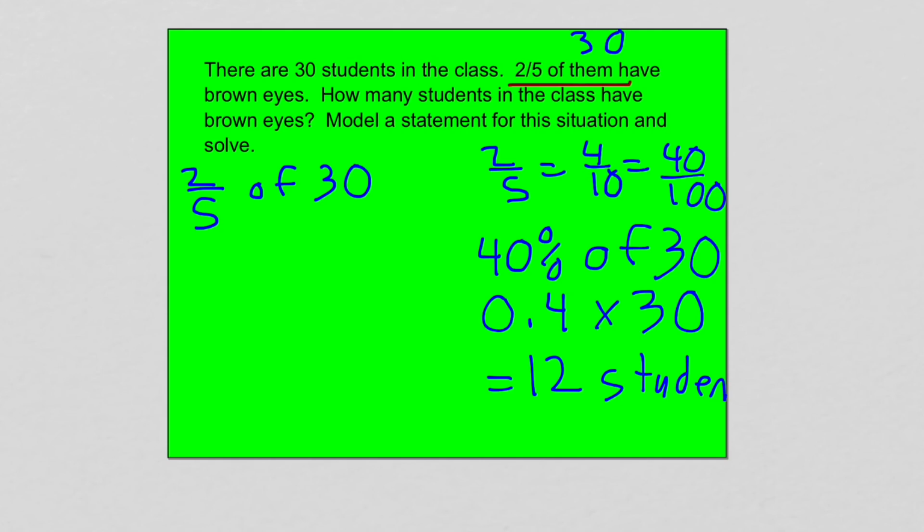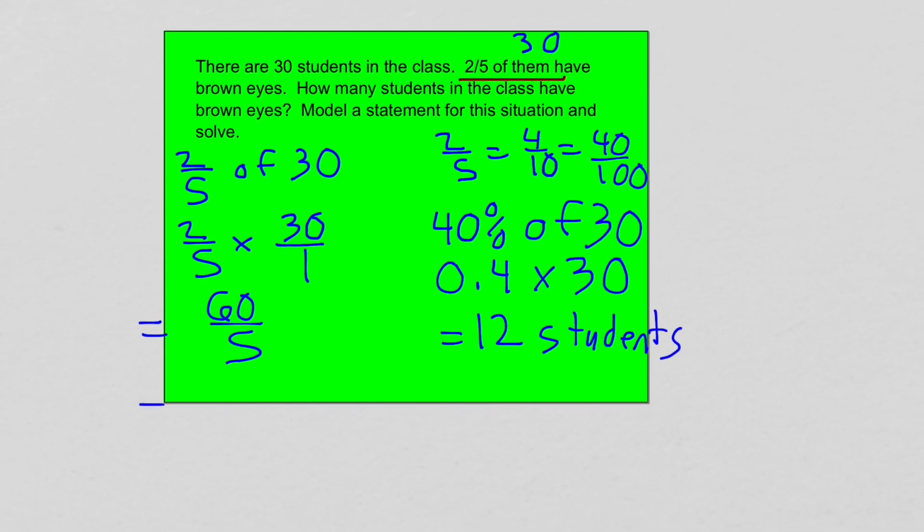So I want to focus on the meaning of that word, something of another, meaning multiply, because we learned that last unit. And then you can apply the same concept to fractions. So 2/5 times, I'm going to write this as 30 over 1. And then 2 times 30 makes 60, and 5 times 1 makes 5. And that's 60 over 5. And that's equal to 60 divided by 5, which is 12 students.